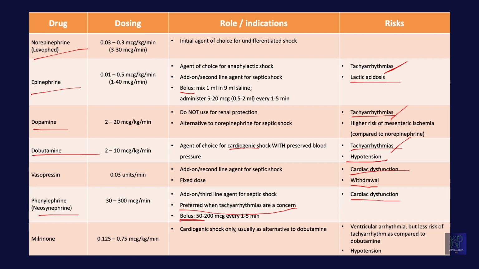Milrinone, it is used as generally a second line agent or an alternative to dobutamine for cardiogenic shock. Don't use it for other forms of shock. Main risks are hypotension again because it causes vasodilation. Milrinone also needs dose adjustment in renal dysfunction. It can also cause tachycardia, but in general, the risk for tachyarrhythmias is lesser compared to dobutamine.